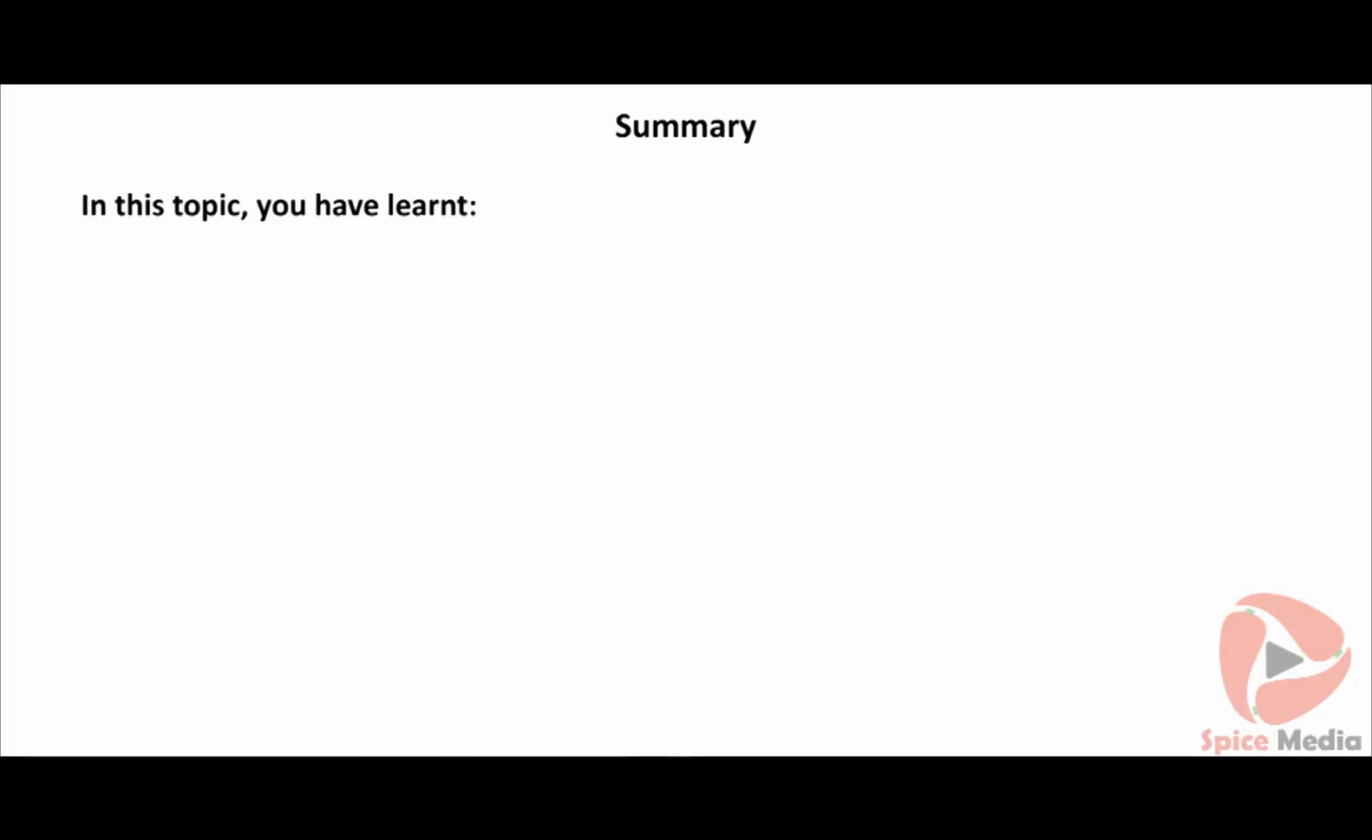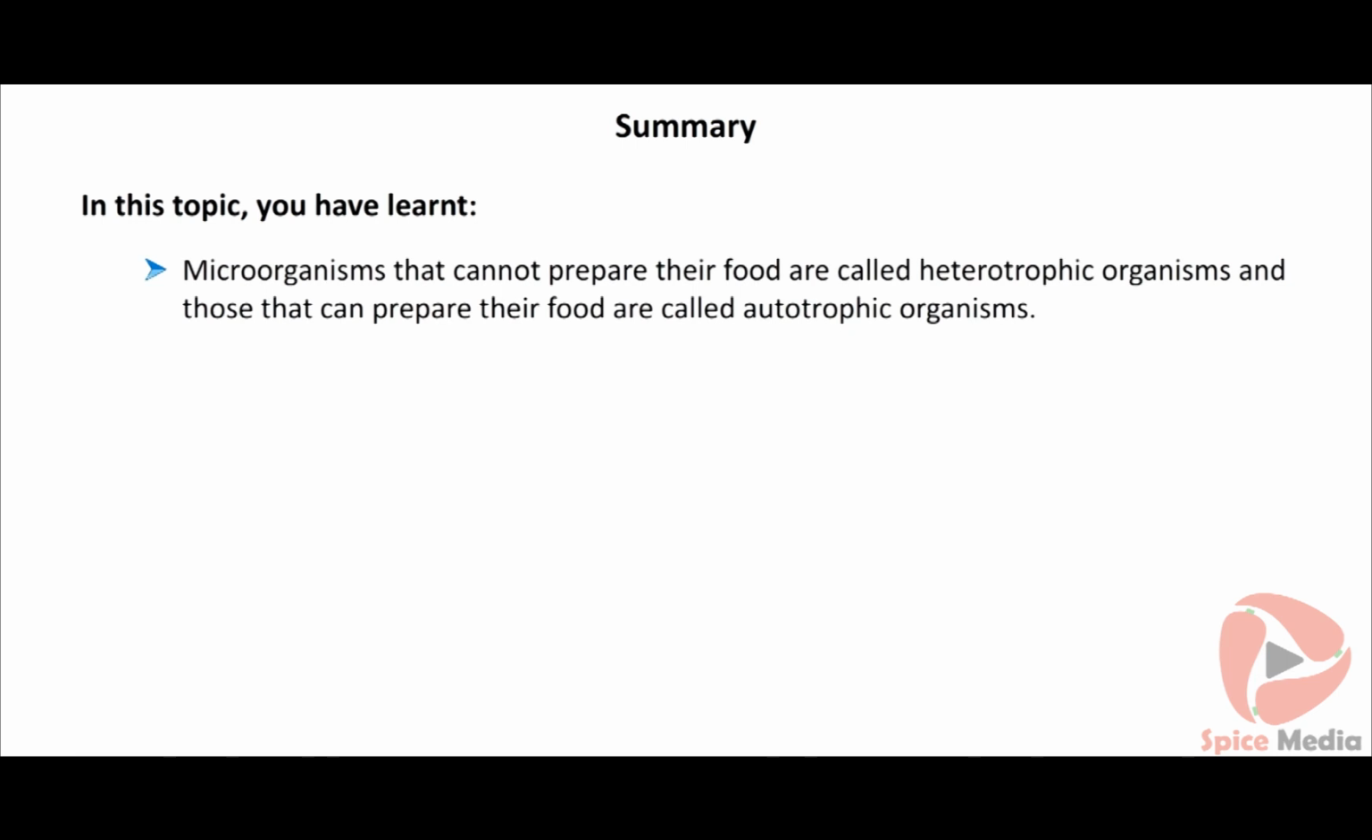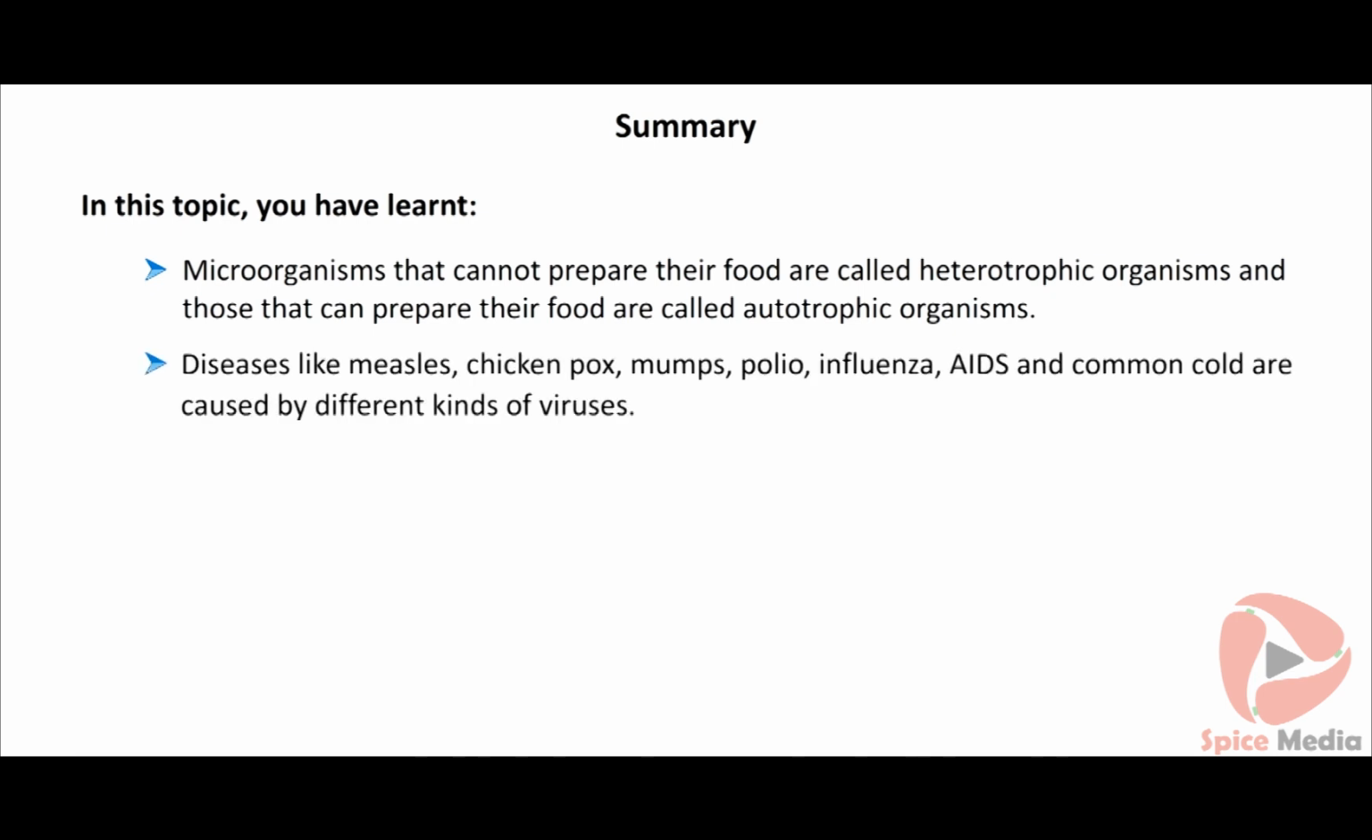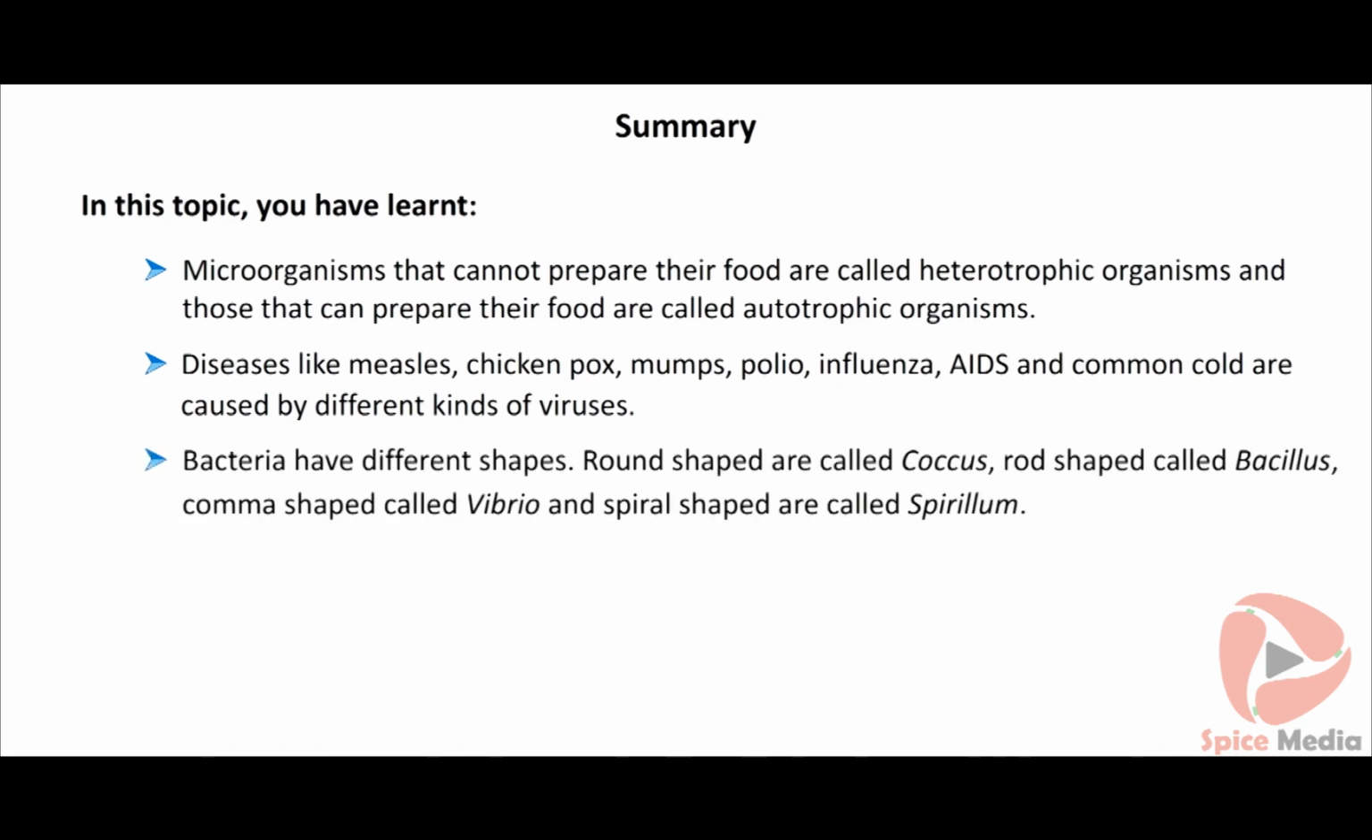In this topic, you have learnt microorganisms that cannot prepare their food are called heterotrophic organisms, and those that can prepare their food are called autotrophic organisms. Diseases like measles, chickenpox, mumps, polio, influenza, AIDS, and common cold are caused by different kinds of viruses. Bacteria have different shapes. Round-shaped are called coccus, rod-shaped called bacillus, comma-shaped called vibrio, and spiral-shaped are called spirillum.